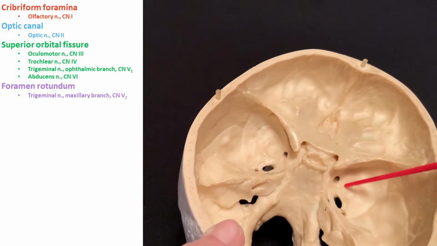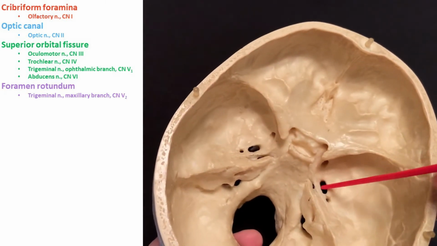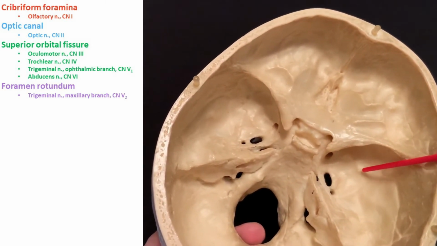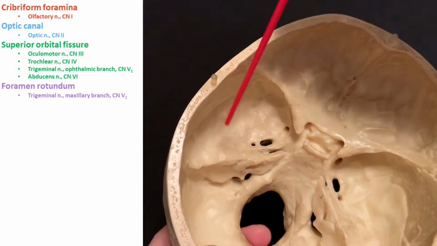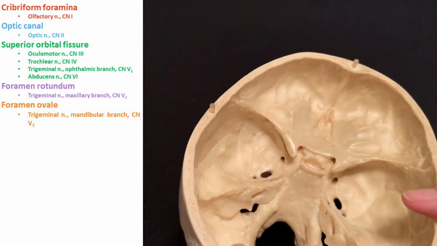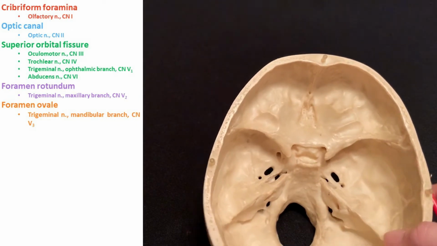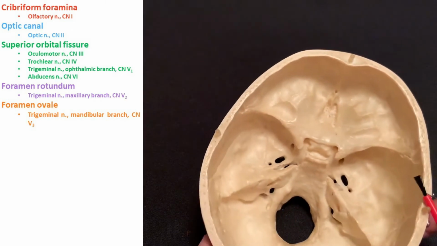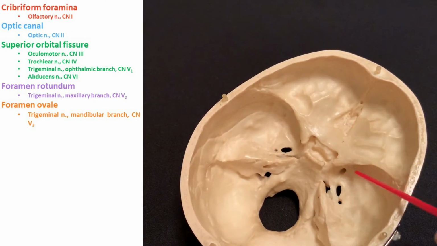Just posterior to that is where we're going to find this hole that you can see has much more of an oval structure than a round one. Again, we can see it over here as well. That is the foramen ovale. There are 2 more branches of the trigeminal nerve that are going to travel through those 2 foramina. The foramen rotundum is going to receive the maxillary branch of the trigeminal nerve, so cranial nerve 5-2. And then the foramen ovale is going to have the mandibular branch of the trigeminal nerve, cranial nerve 5-3, travel through that.